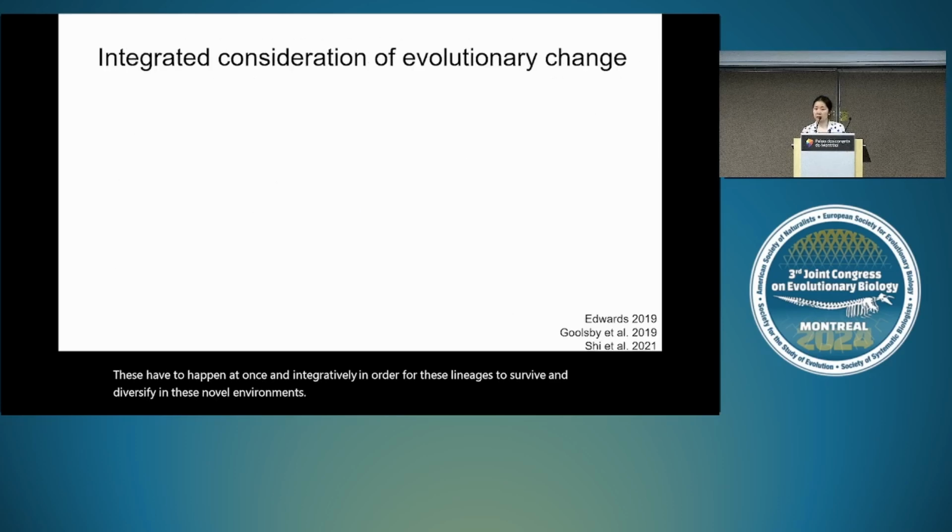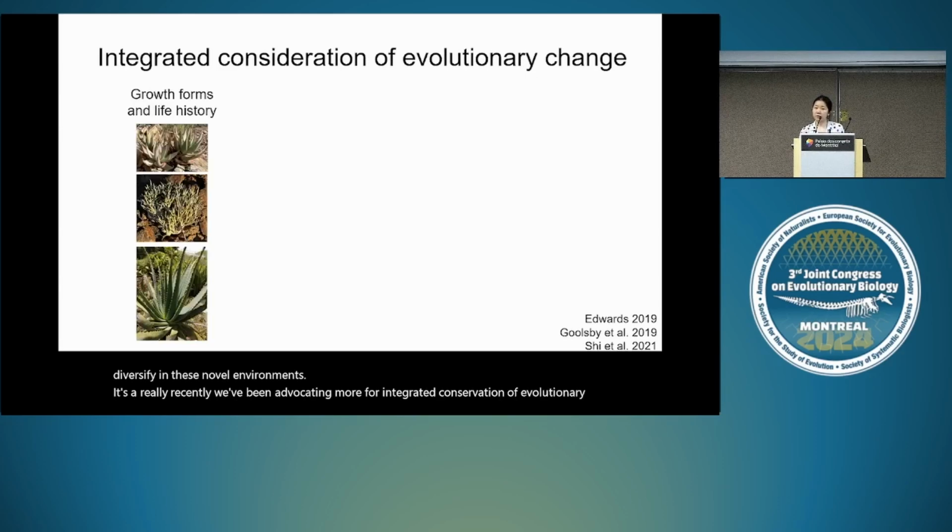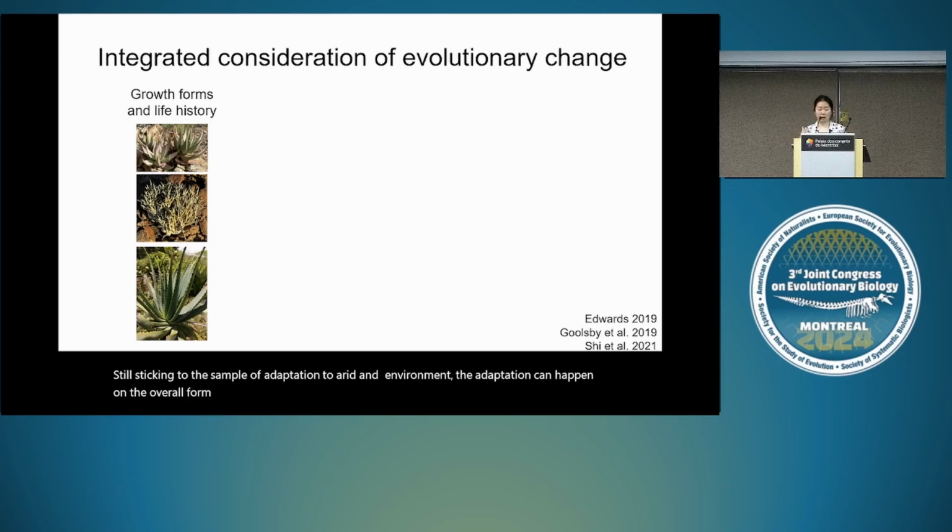And so really, recently, we've been advocating more for integrated consideration of evolutionary change. Still sticking to the example of adaptation to arid and hot environment, the adaptation can happen on the overall form, where there's broad life history and growth form adaptations such as perenniality, huge root systems, the really compressed internodes that allow you to conserve water, water loss.